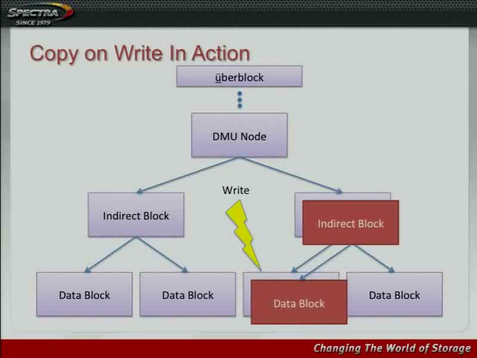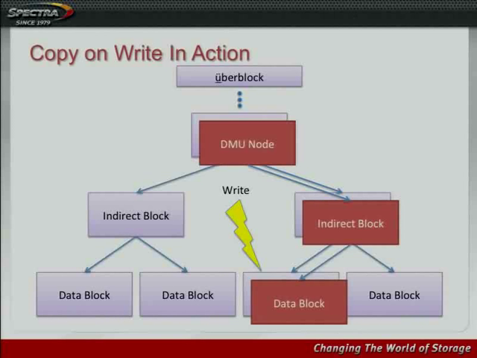So we now have to copy the old data into a new buffer and create a new version of the indirect block. This will occur all the way up the graph, however many levels of indirect blocks there are, depending on the size of the object, until we get to the DMU node, where we have to record things like the access time has changed, or maybe the object size has changed, or the indirect block size has changed, or the data block size has changed.